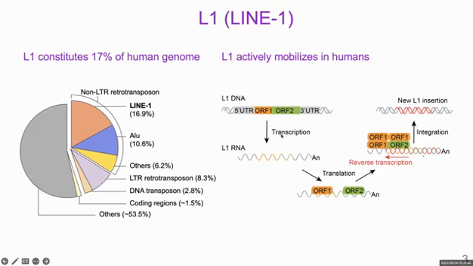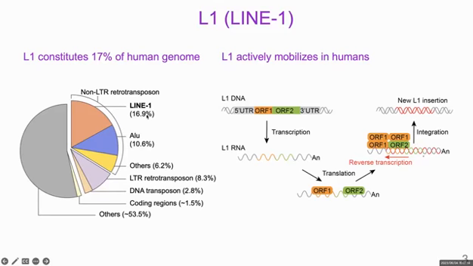The full-length Line 1 DNA is first transcribed into Line 1 RNA, then the Line 1 RNA can be translated into ORF1 and ORF2 proteins. Then the ORF1 and ORF2 proteins can bind the Line 1 RNA and reverse transcribe it into Line 1 cDNA and integrate it into the genome. So through this process, Line 1 has amplified itself to occupy 17% of the human genome.